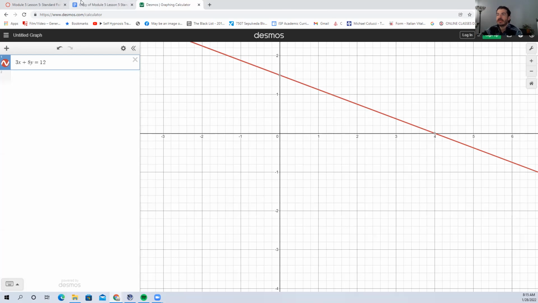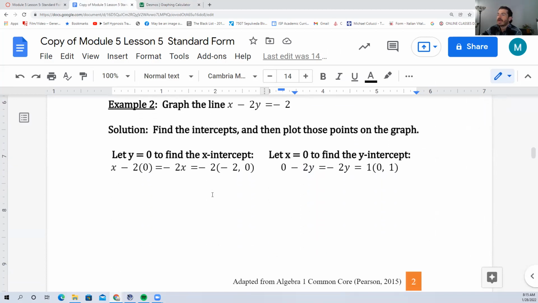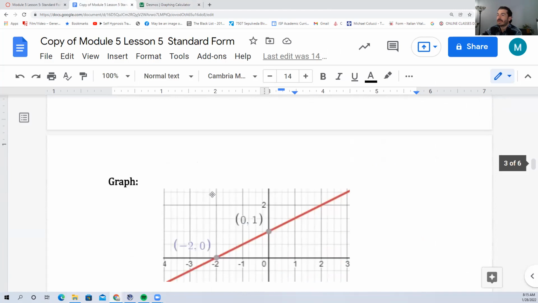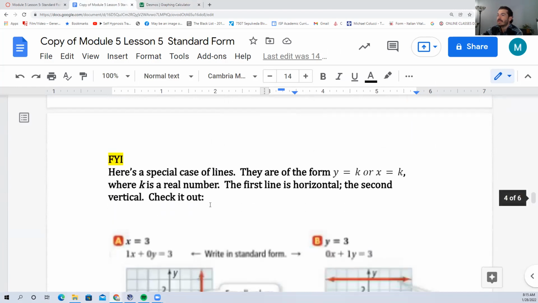So the convenience of the standard form is we can do what we did a moment ago, and we can do it algebraically, relatively simply. It's also an easy sentence to look at. Graph the line x minus 2y equals -2. All right, so they're going to do that. You try. Graph the line 2x plus 5y equals 20.